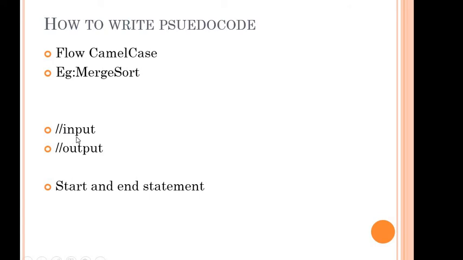Each and every algorithm should have a command line input and output. What is the input given to the algorithm? Meanwhile, what is the output processed by the algorithm? Each and every block of an algorithm should start with the word or statement start and end. The lines we write using curly braces inside the programming language should be given with the words start and end.